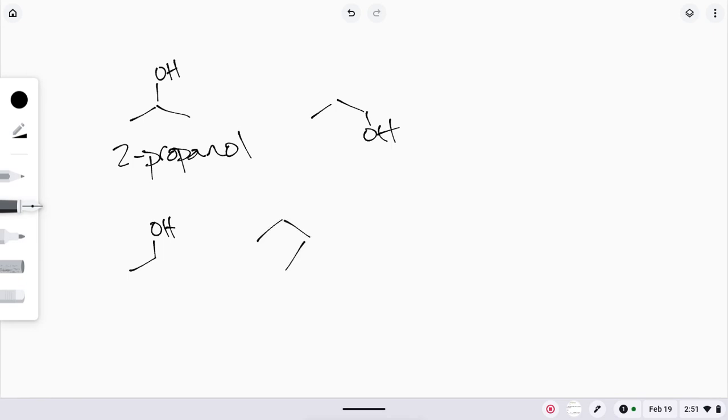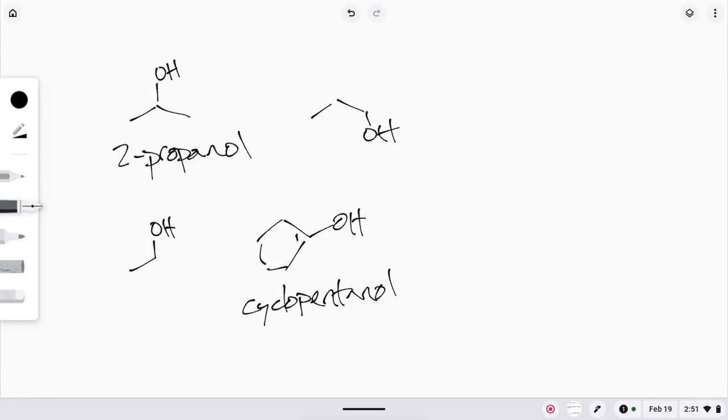Same as if I had a cyclo option. This is a pentanol, forgot the L. And I don't really have to say 1 because I know it's the 1. I'm going to give that hydroxyl group priority. So no matter what I put on here, this would be the 1 carbon.